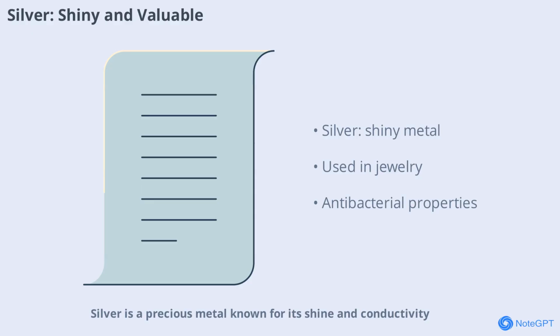Silver is a precious metal known for its shine and conductivity. It's used in jewelry, electronics, and photography. Silver's antibacterial properties also make it useful in medicine. Its rarity and beauty have made it valuable for centuries.